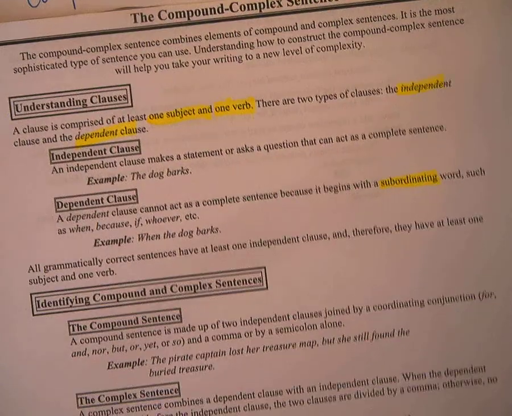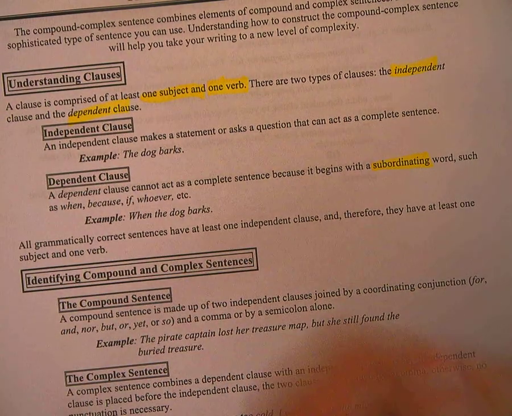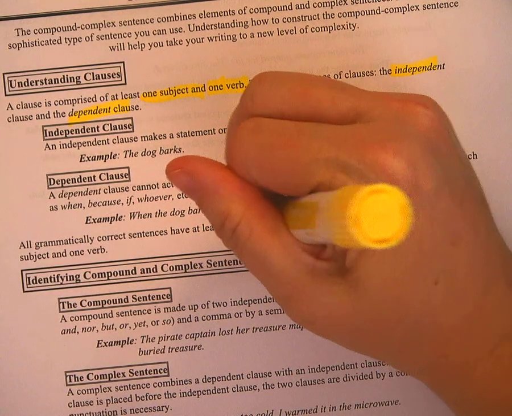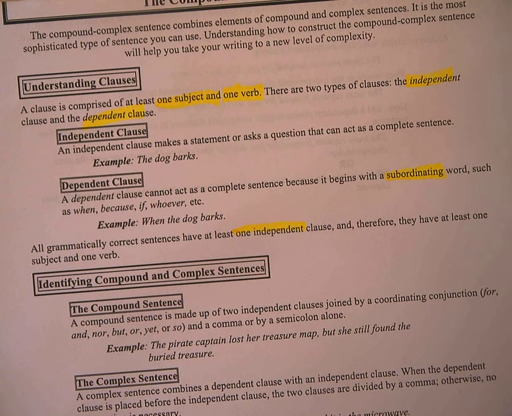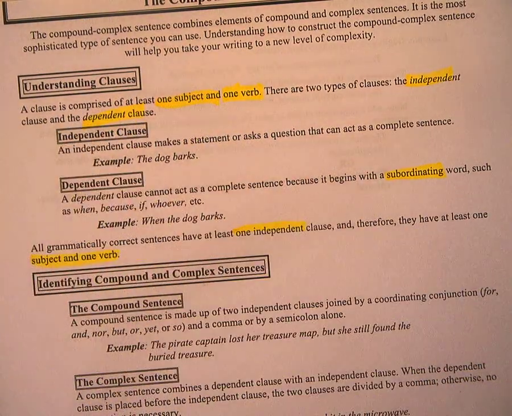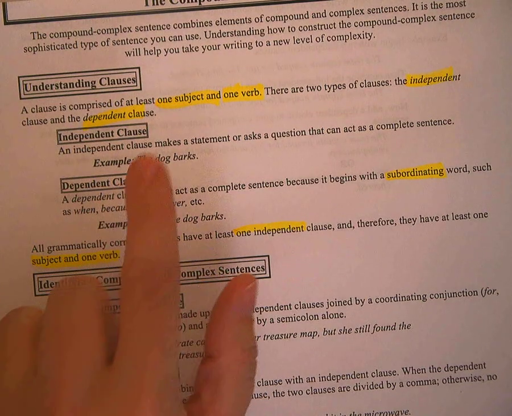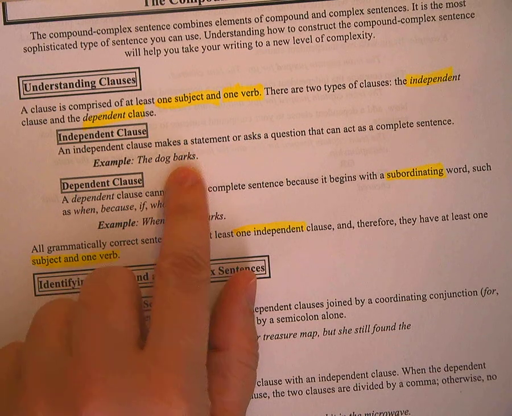So, all grammatically correct sentences have at least one independent clause. For it to be a grammatically correct sentence, it has to have one independent clause. And therefore, they have at least one subject and one verb. Because remember, that's how we identify an independent clause. It has a subject and a verb, and it can stand alone independently.